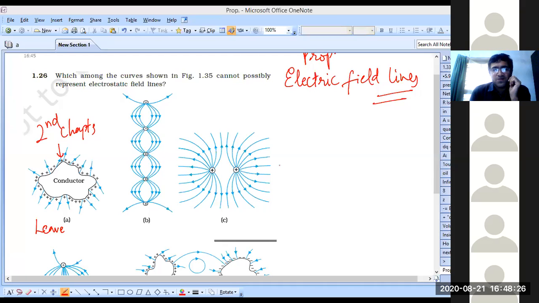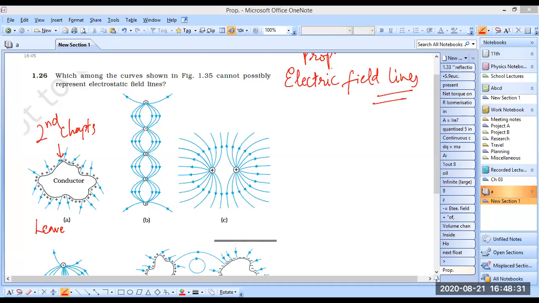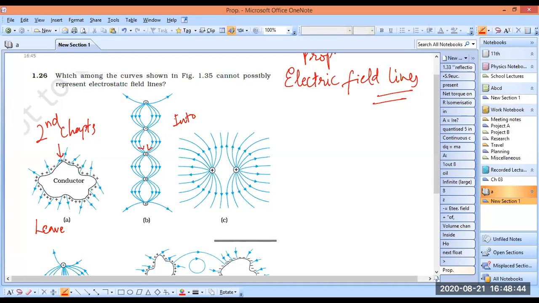Okay, so many of you have given reasons. There are more reasons if you can think of, but the basic reason is that the field lines at this point are going into the positive charge. The field lines are going into a positive charge. That's obviously not possible. So this is what is wrong. That's the reason B does not represent it correctly.